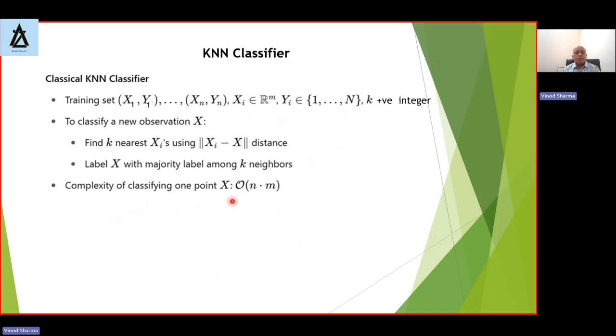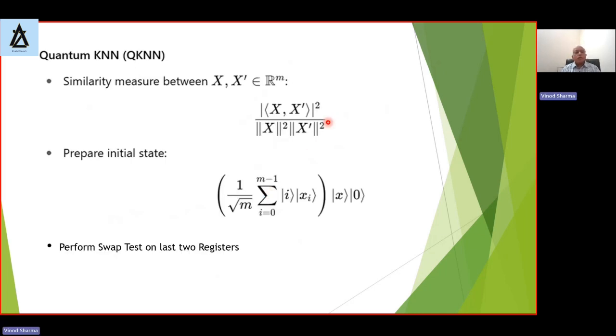Complexity of classifying one point here is of the order of n times m. n is the number of observations in the training sequence, and m is the dimension. Now we look at the quantum version of this. In the quantum case, instead of finding the k nearest neighbors by calculating the norm of the difference, we calculate a similarity measure, and similarity between x and x prime is given by the inner product of x and x prime, mod square, divided by their norms.